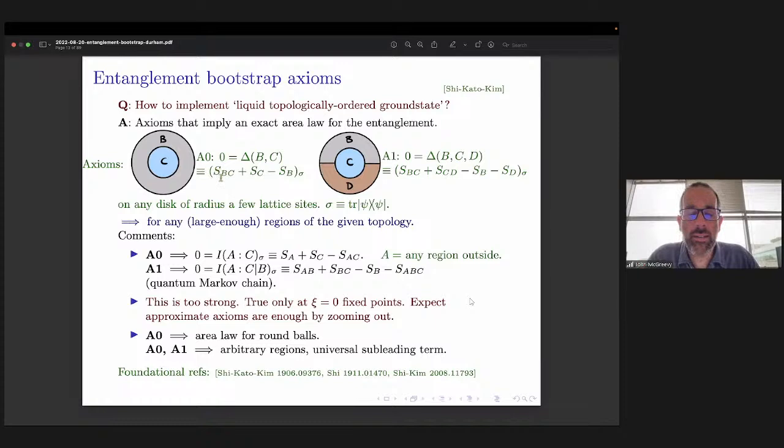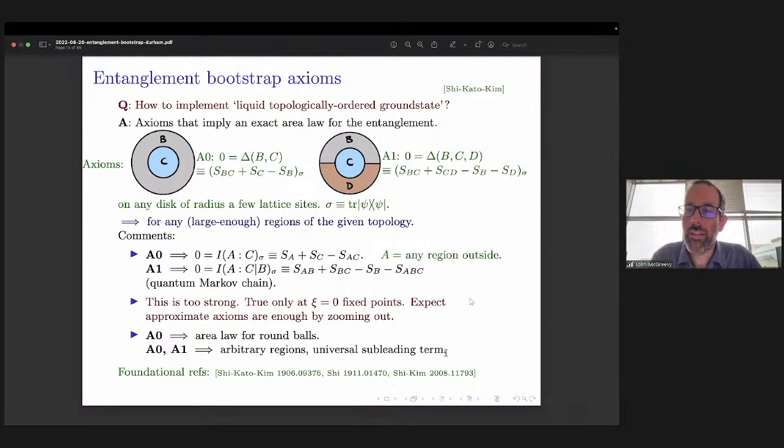let's see. It's nearly the same as the entropy of B, right? We can bound it by the entropy of B, because S of C is positive. Yeah. So it implies the area law for round balls, and then combining A0 and A1, as I said, we can deform the shape. So A1 is really responsible for our ability to deform the region. And so it says that the area law is true for arbitrarily shaped regions, and in particular that the subleading term, this TEE, is universal.